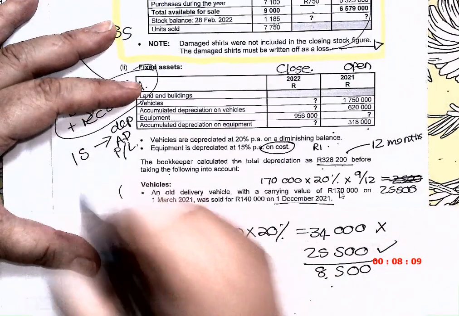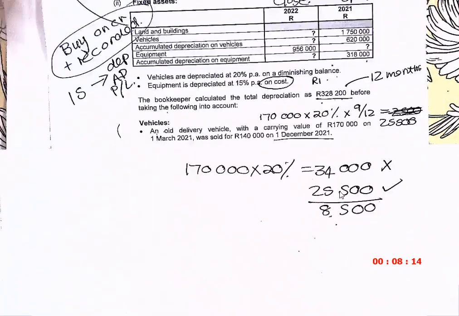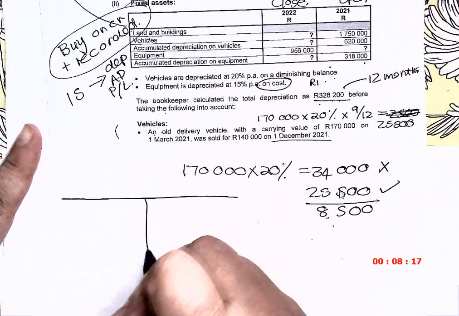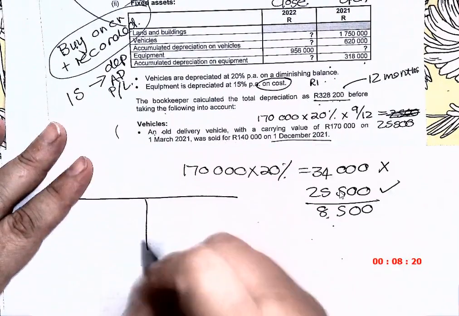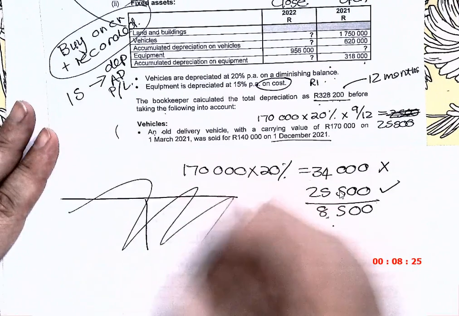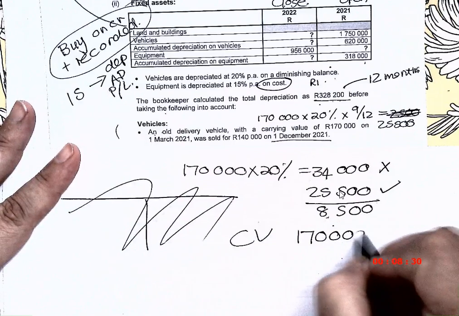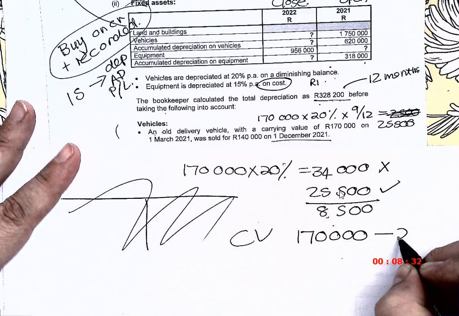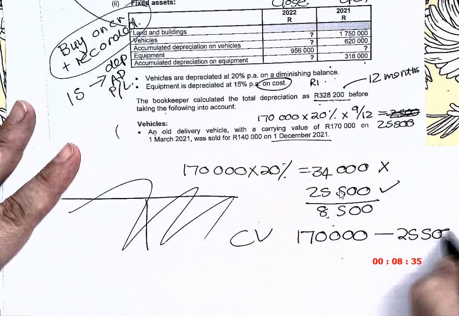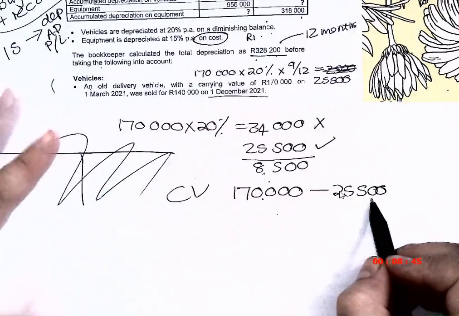Another thing with asset disposal is what? A profit or a loss. So let's go look. I draw a quick T. They tell me that the carrying value is 170,000, less what? 25,500, right? Because the 170 was the start of the year. We've had it 9 months longer, which depreciated to 25,500.